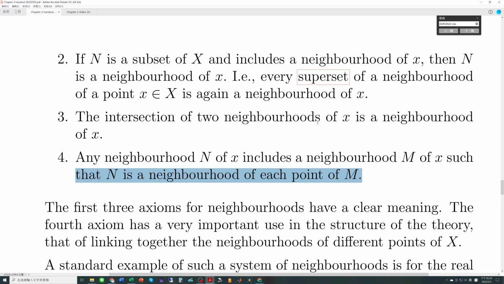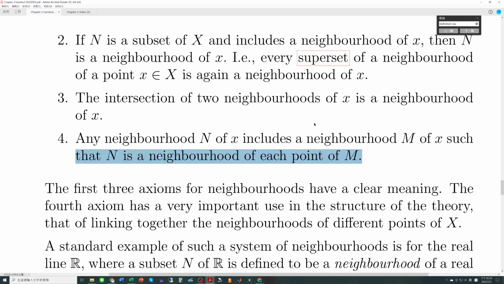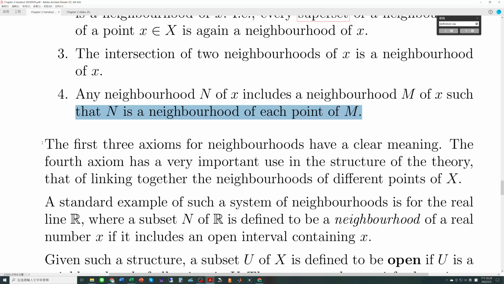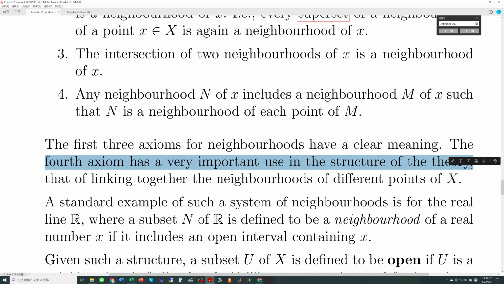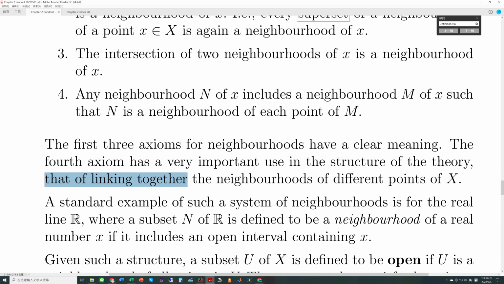Okay, I think it is very difficult to understand. We will give an example later. Before giving an example, let us see this sentence. The first three axioms for neighborhoods have a clear meaning. The fourth axiom has a very important use in the structure of the theory, that of linking together the neighborhoods of different points of X.